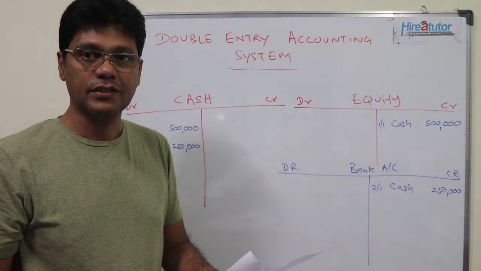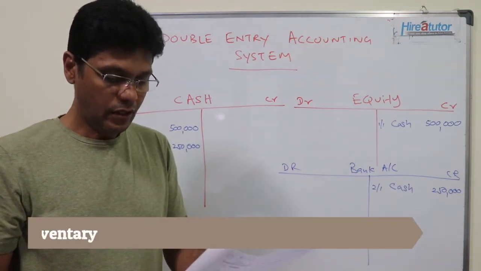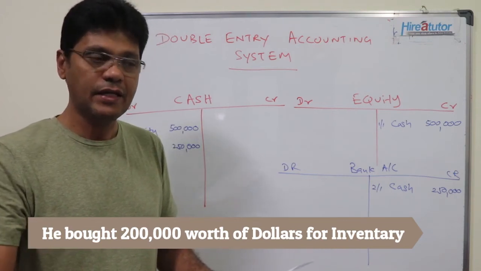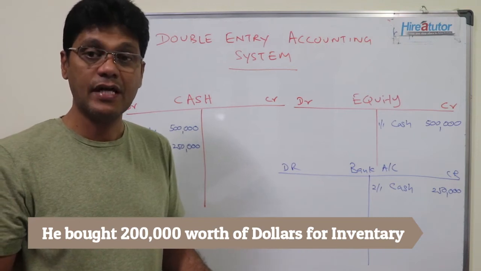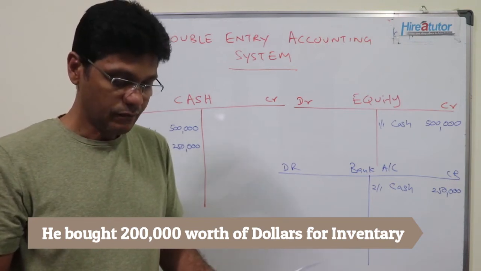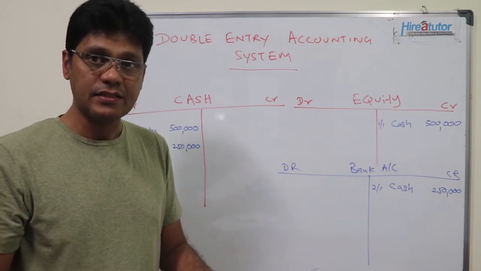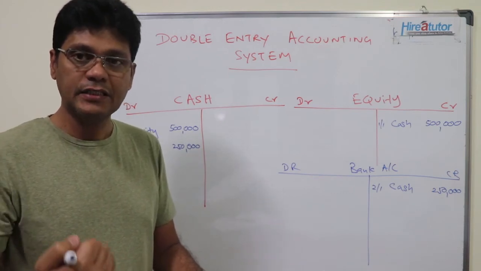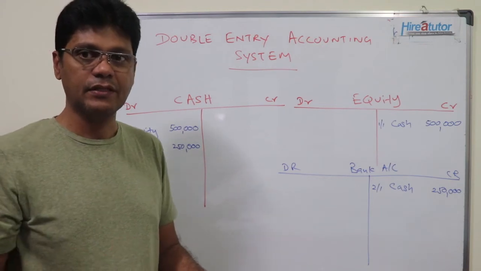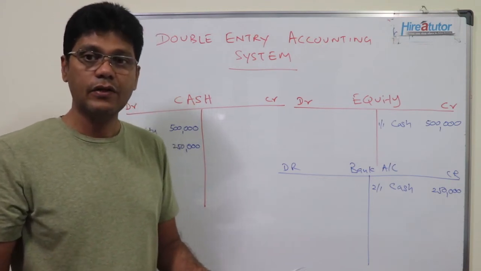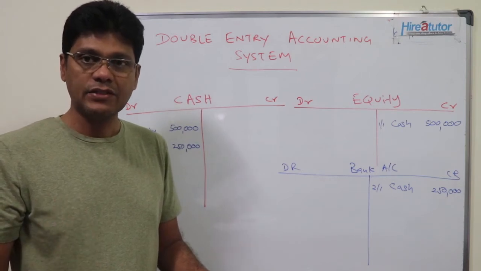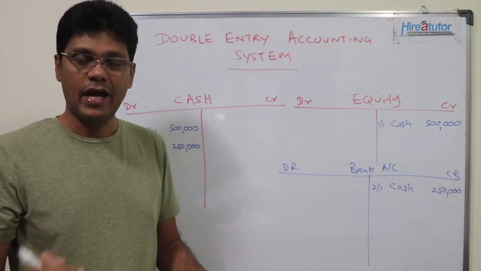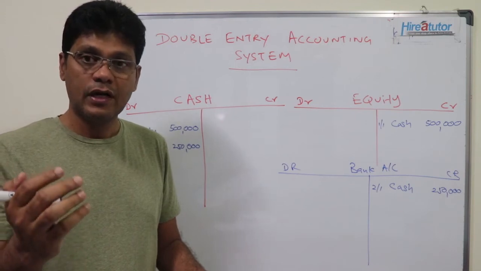Third transaction. He bought $200,000 worth of inventory for cash. He paid cash and he bought inventory. What has happened? Here, the cash asset will reduce. Why? He is taking the business cash and paying to purchase inventory. So the cash account will reduce. Decrease in cash, decrease in asset. So a decrease in asset should be credited. So the cash account should be credited.